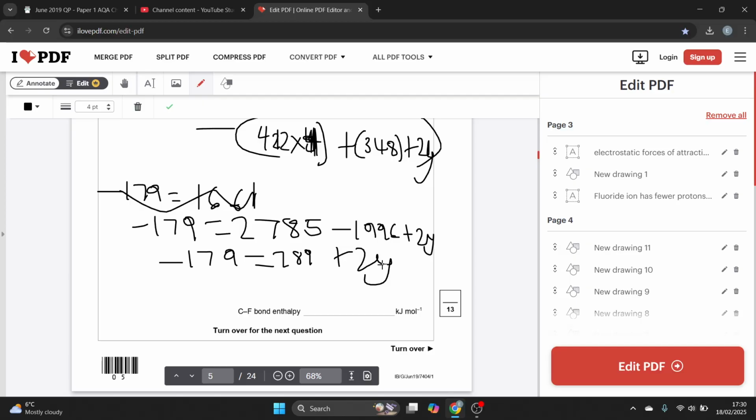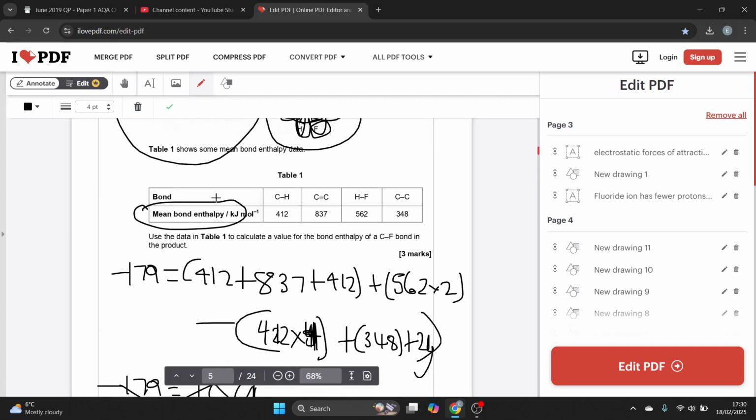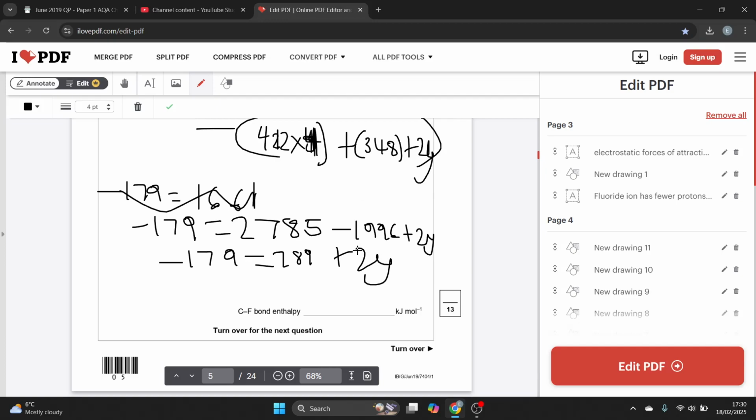But remember, that's 789. What I'm doing is energy required to break bonds minus energy released when new bonds are formed. This is energy released when new bonds are formed. So 2785 minus this whole thing, 2785 minus 1996. What I would actually do, which I think is a better option, is put round brackets around them, and then think of this minus as just a minus 1. So I'm going to times that by minus 1, so that's minus 1996, and that's what I get, 789.